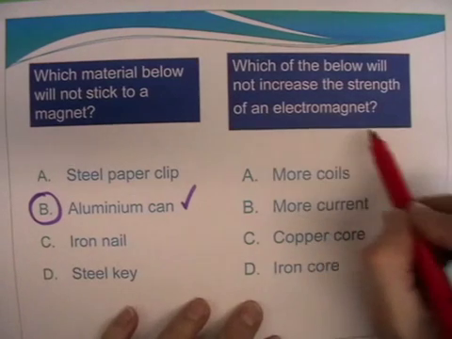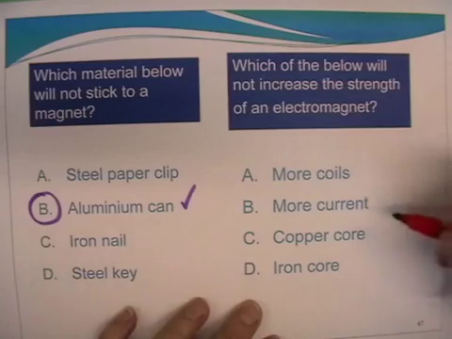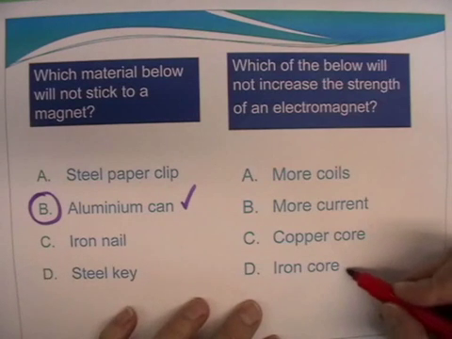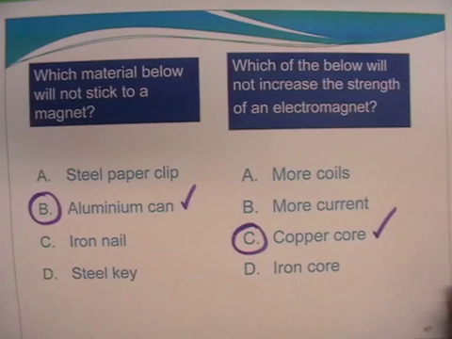Which of the following below will not increase the strength of an electromagnet? More coils of wire, you know, will. More current will. An iron core will, but copper is not magnetic and will not increase the strength of the magnetic field.